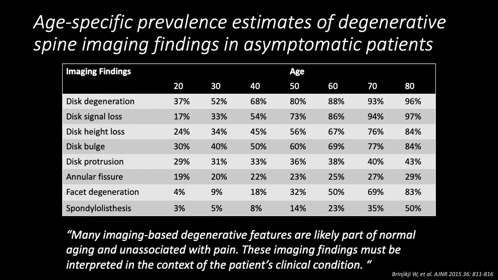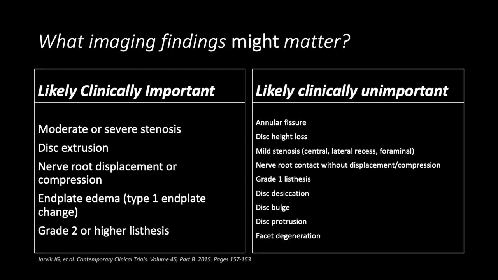That being said, it's important to recognize that degenerative changes are a normal part of aging, and that many patients will have one or more degenerative changes that can be described in MRI lumbar spine reports that are asymptomatic, and the prevalence of these findings just increases with age. Therefore, imaging-based degenerative changes must be interpreted in the context of the patient's clinical condition. So what imaging findings might matter? Things that are likely clinically important: moderate or severe stenosis, disc extrusions, nerve root displacement or compression, as we talked about before, end plate edema, which is type 1 Modic change, or grade 2 or higher listhesis.